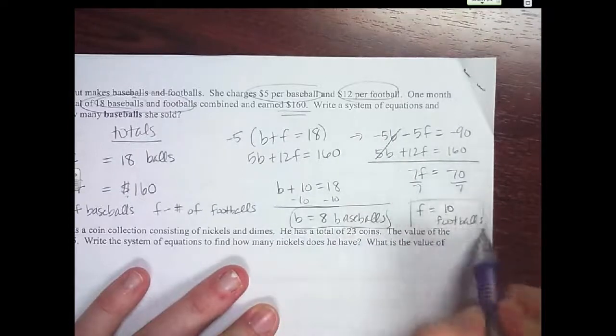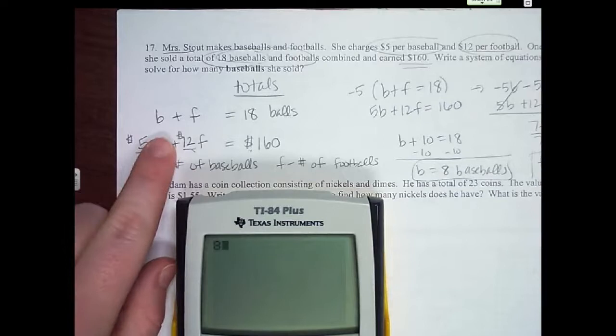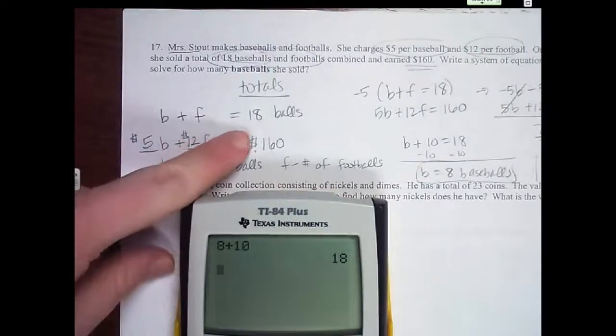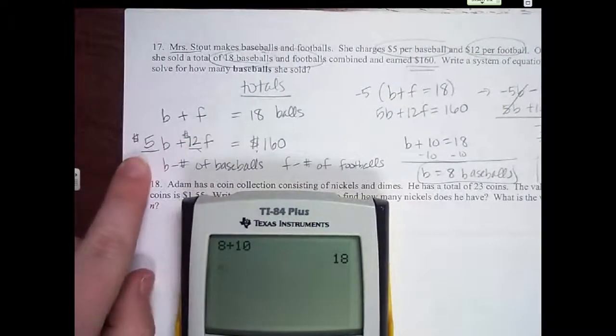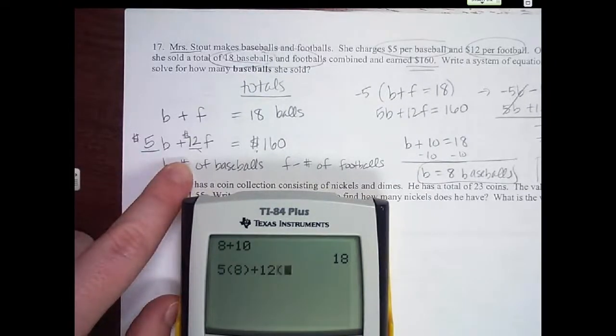Now, before you move on, check that. Make sure that it works in your equation. So let's check it over here. We have 8 baseballs plus 10 footballs. That definitely equals 18. Well, let's check this. $5 times 8 baseballs plus $12 times 10 footballs is $160. So that works.